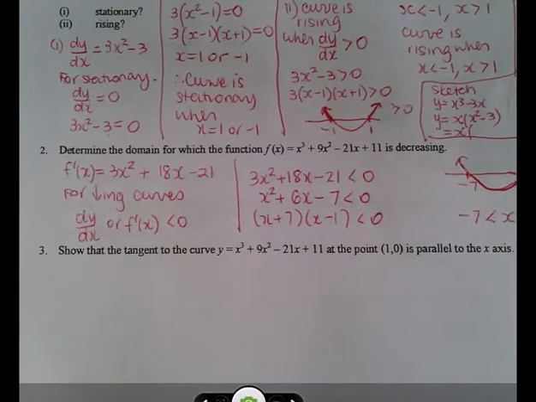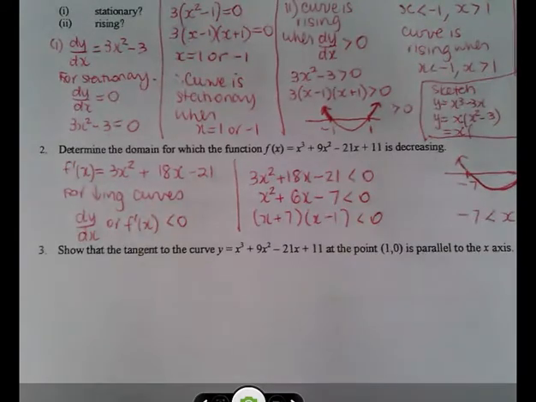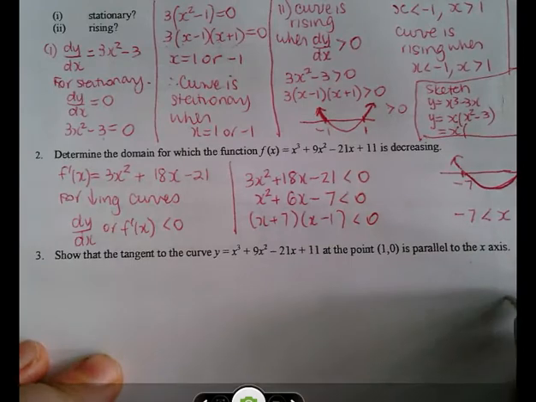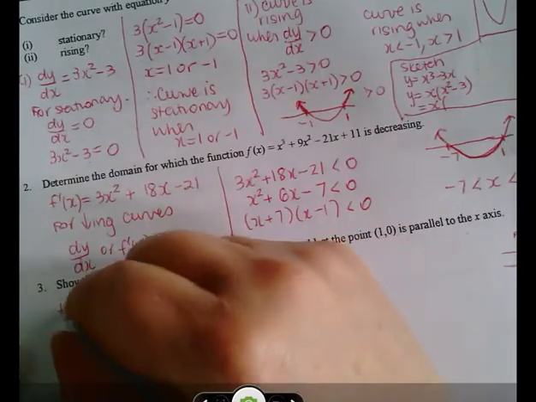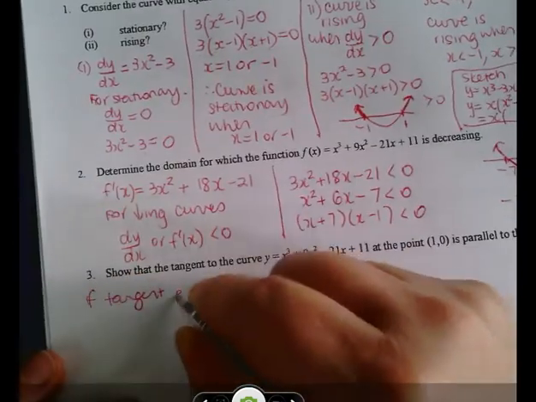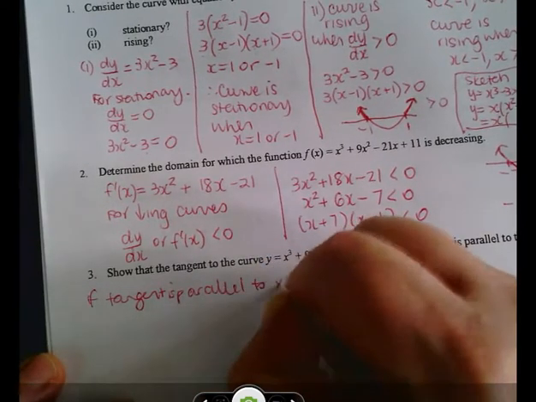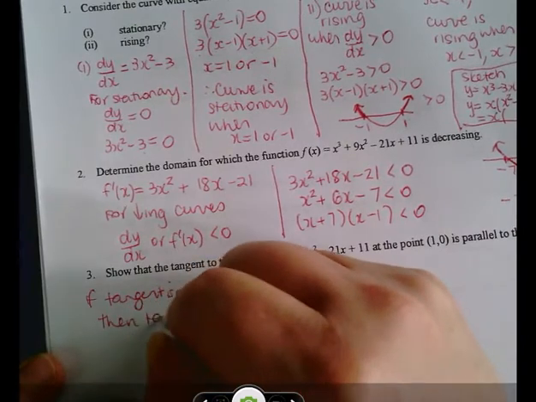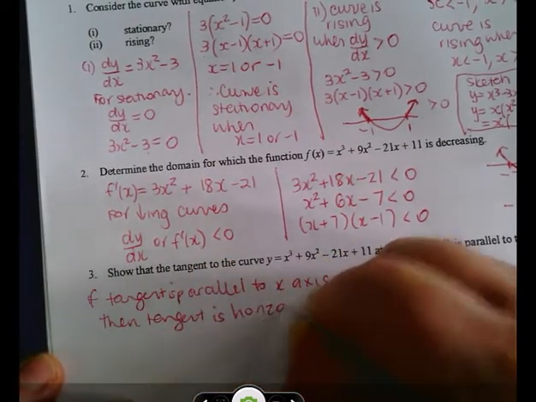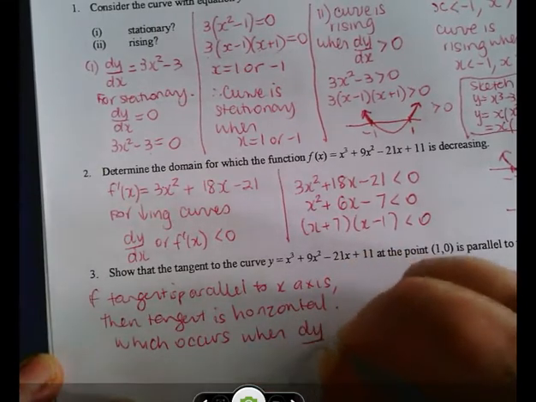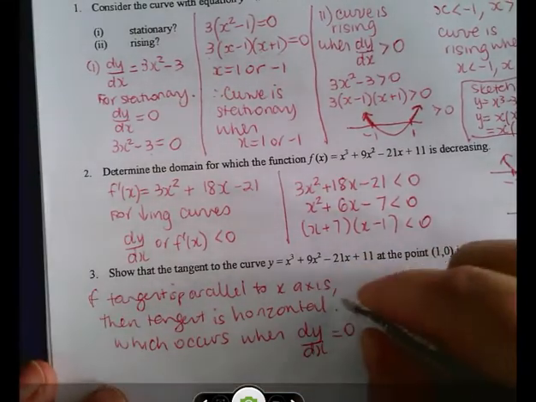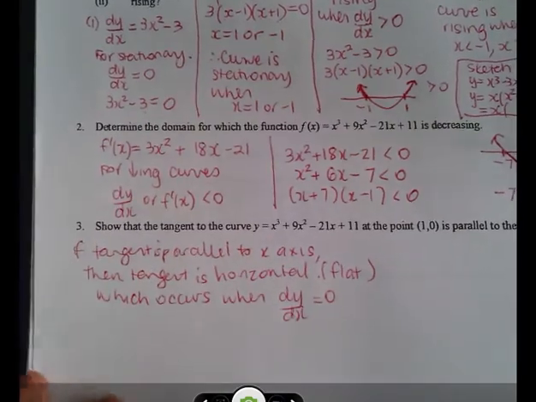Question 3: show that the tangent to that curve, which is the same curve again, at the point (1, 0) is parallel to the x-axis. If something's parallel to the x-axis, it's got a horizontal gradient. So if the tangent is parallel to the x-axis, then the tangent is horizontal, in other words, it's flat. So this occurs when dy dx, the gradient, is 0.